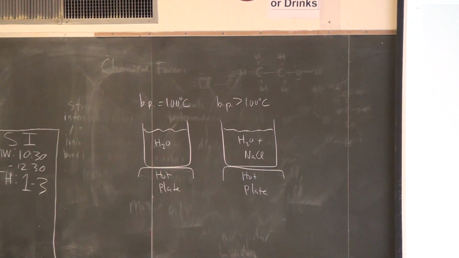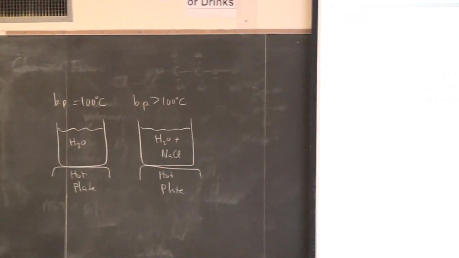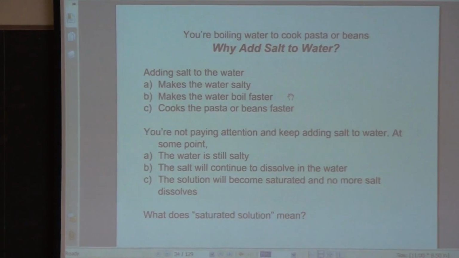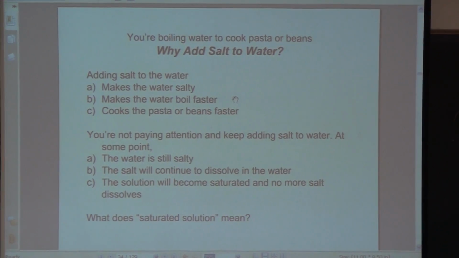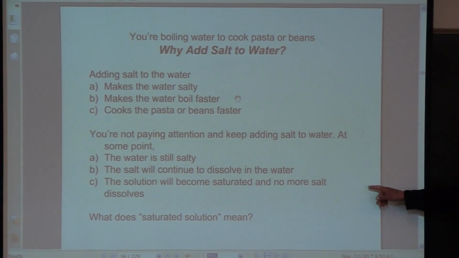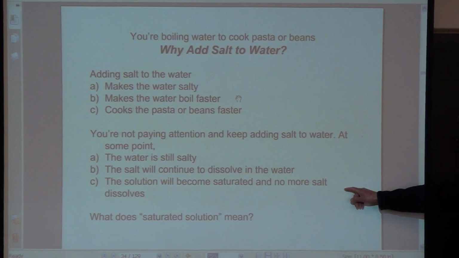Okay, so who says A? The water, yes, which one? No more salt dissolves. Who says B, the salt will continue to dissolve in the water? No. Who says C, the solution will become saturated, no more salt dissolves? Yeah, so at some point, if you keep on adding salt, no more salt will dissolve.